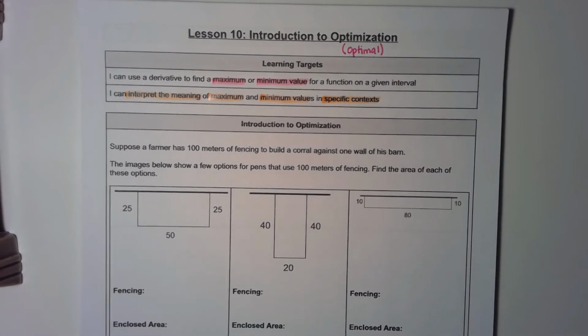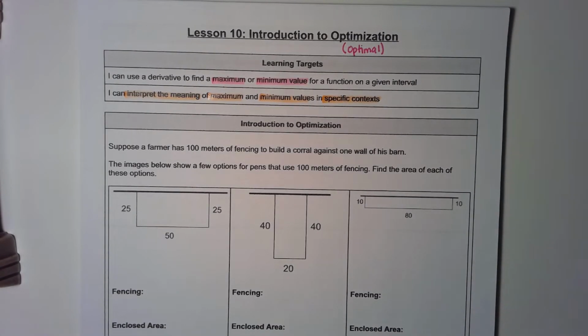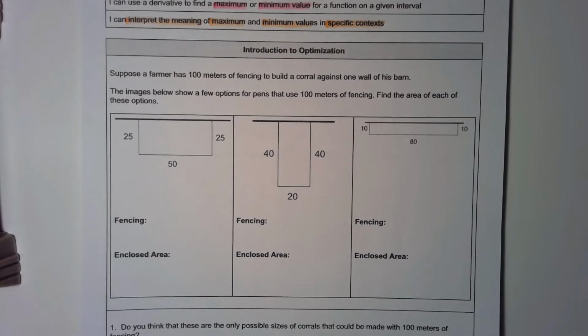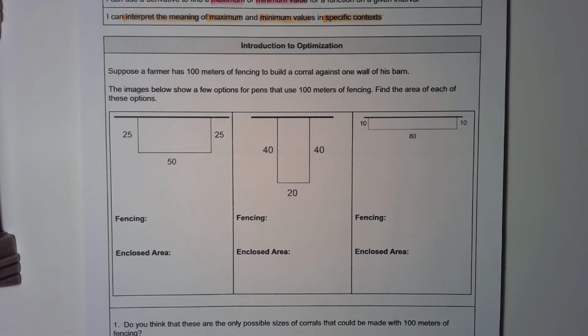So, what that tells you is that today is all going to be about applying the ideas that we already know about maximums and minimums, but in a specific context or story scenario. So, here's our introduction. Suppose a farmer has 100 meters of fencing to build a corral against one wall of his barn. The images below show a few options for pens that use 100 meters of fencing. Find the area of each of these options. And we're also going to list the amount of fencing used.